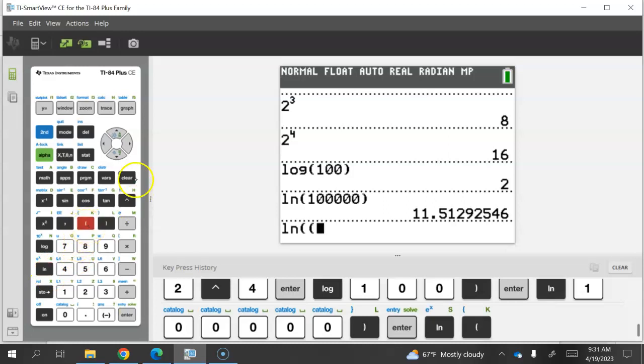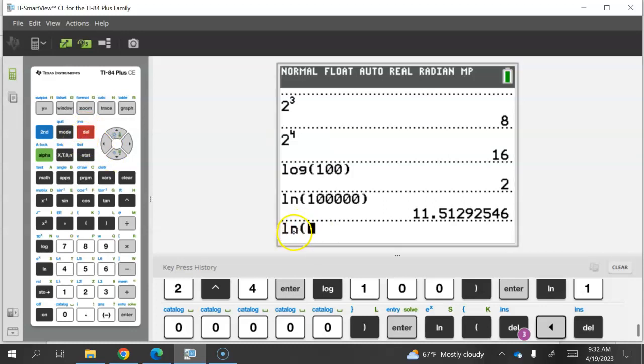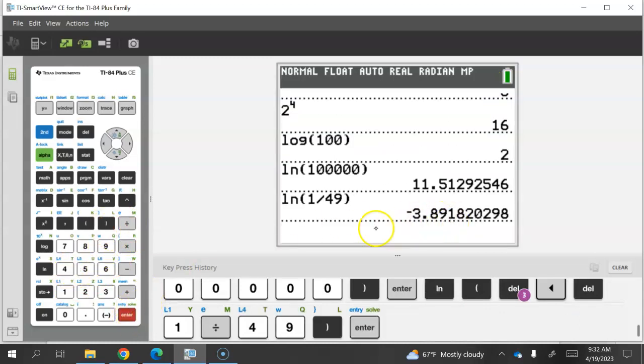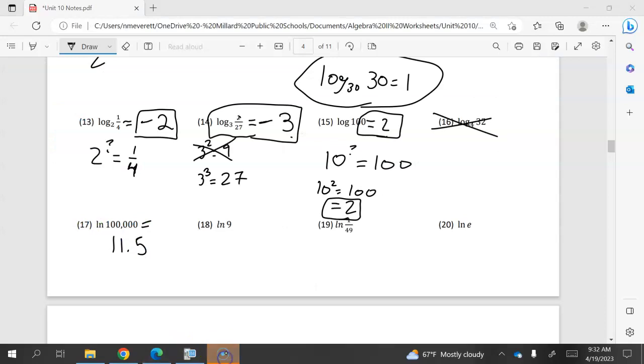Don't do an extra parentheses, just do natural log parentheses 1 over 49. So I'm going to do 1 divided by 49, and then close that parentheses up. We should get around this right here. Again, it's kind of similar. You had a fraction in here, so generally your number is going to be negative. So that gave us a negative 3.9 there.